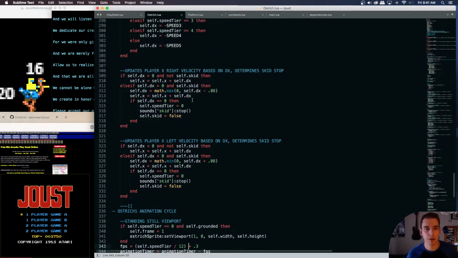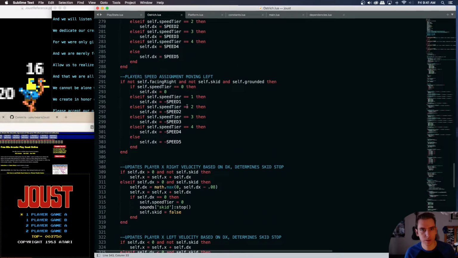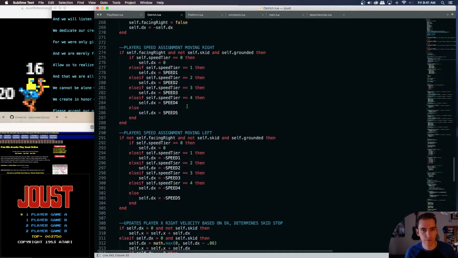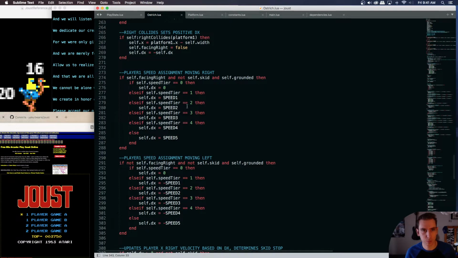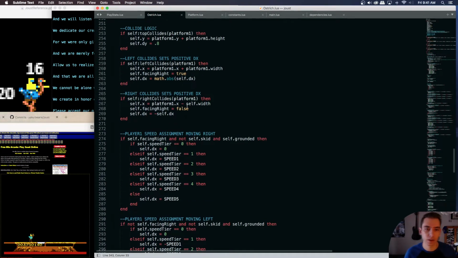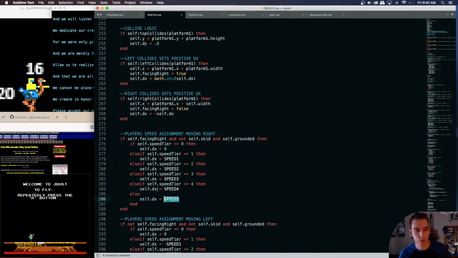I guess I'm wanting to see if speedTier is doing anything else important. And then we need to see what this speed 5 is. And that's our max speed for our dx. So whatever value we need to get up to in 1 second, the top value is going to be that speed 5.